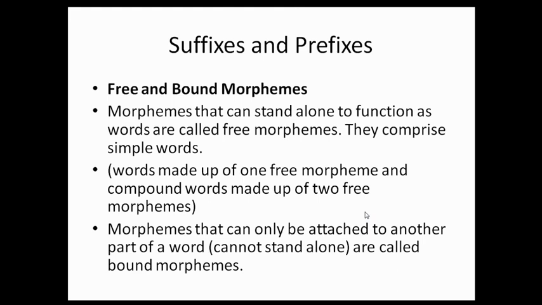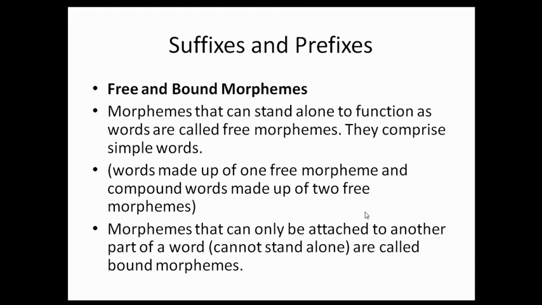And there are words made up of one free morpheme, and compound words made up of two free morphemes. Two free morphemes means a combination of two simple words. For example, classroom. For example, you have bloodshed, smartphone, keyboard, greenhouse. So these are compound words.